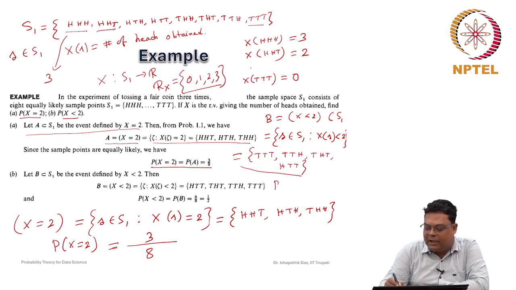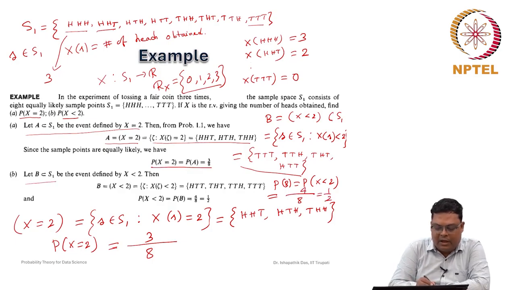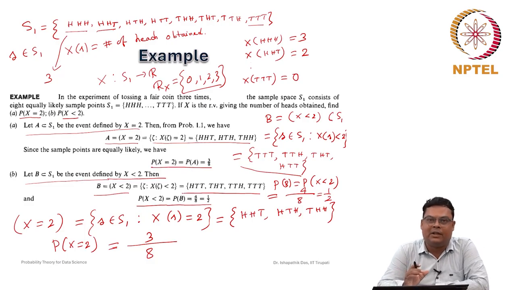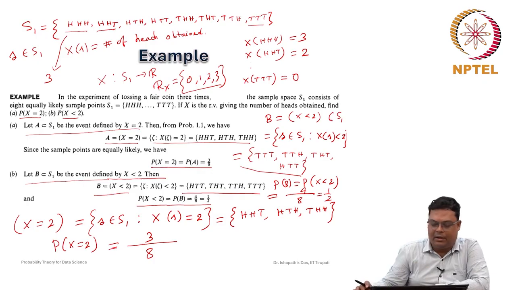Because all our points are equally likely, the probability of B, which is the probability of X less than 2, is the number of ways the event B, that means X less than 2, can happen, out of the total possible ways. By the classical approach, that is 4 by 8, so the probability is 1 by 2. Here B, a subset of S1, is the event defined by X less than 2, so B is nothing but X less than 2. So this is one example we discussed of how a random variable is a measurable function, how it can be used for defining events, and how using the random variable we can find the probability.